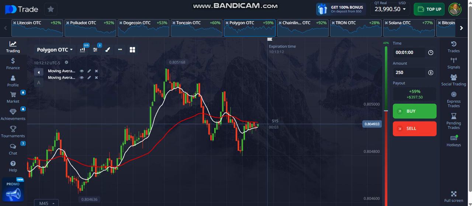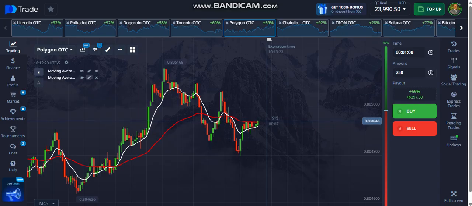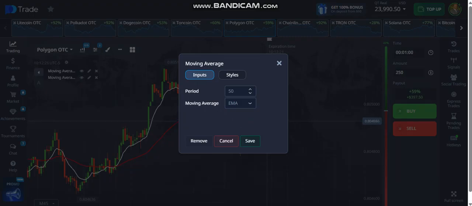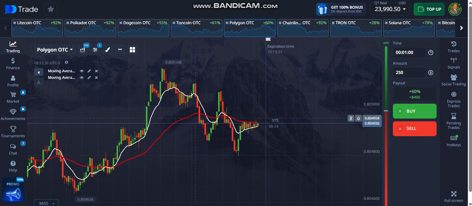I have my chart set up here. The first moving average I have set to 10 EMA, 10 exponential moving average, and the second moving average will be the 50 EMA, which is the red line. The 10 is the white line, the 50 is the red line.